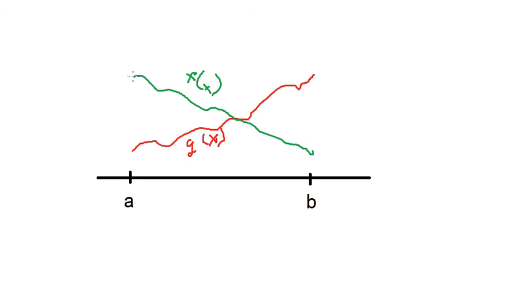As you can see, at a, that is f of a. This is f of b. And the red one is g of s: that is g of a, and we have g of b here. So g of b is bigger than f of b, and f of a is bigger than g of a.